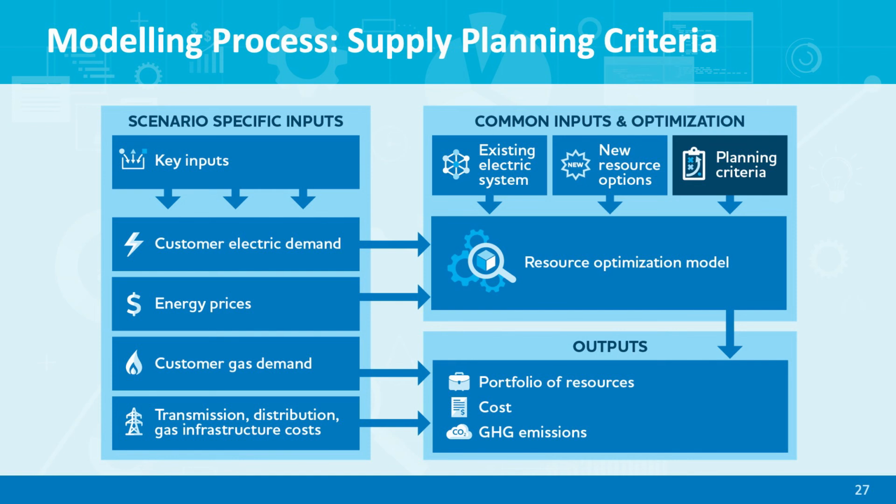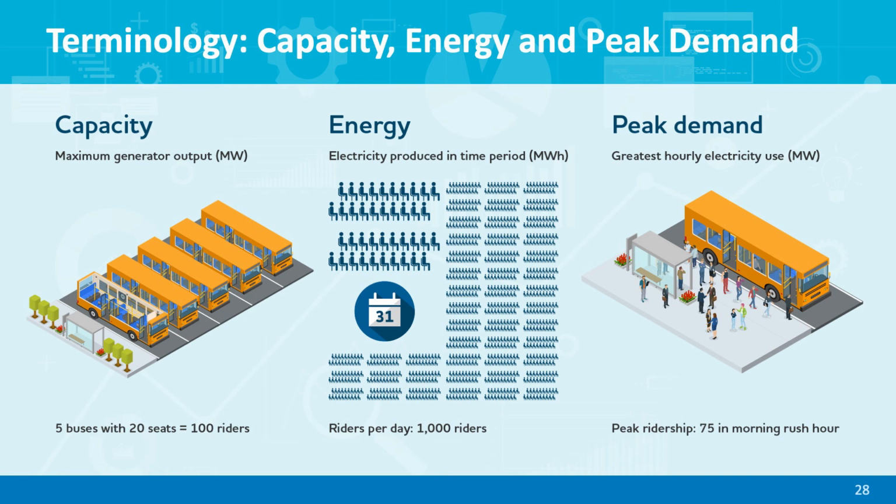This section of the presentation is on our planning criteria and will explain how Manitoba Hydro plans its electrical system. To understand some of the information we are presenting here, there are a few key terms that we want to clearly define. Manitoba Hydro's electrical generating system provides both energy and capacity, which are different ways of thinking about electricity. We've included an analogy here using transit buses to help understand these terms. In this analogy, buses represent the electrical system and passengers represent electricity.